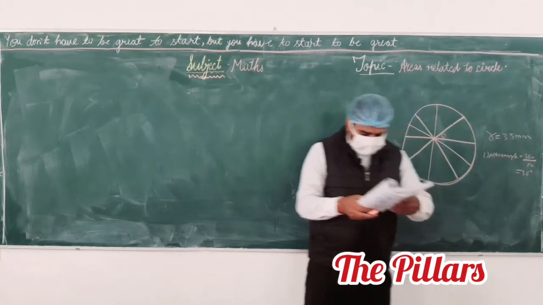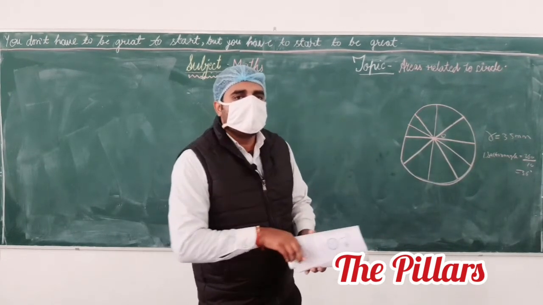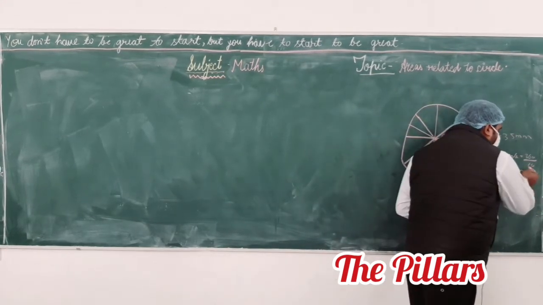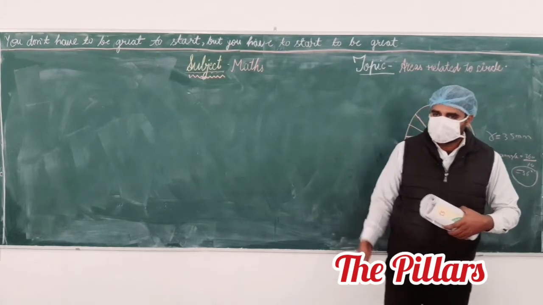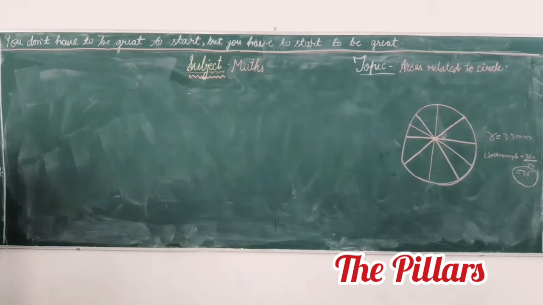And second question, the area of each sector of the brooch. You know that the area of sector is pi r square theta upon 360 degree. You have to find the value of theta, which is 36 degree. Anyone have any problem? Write down the solution. It is a very easy question.